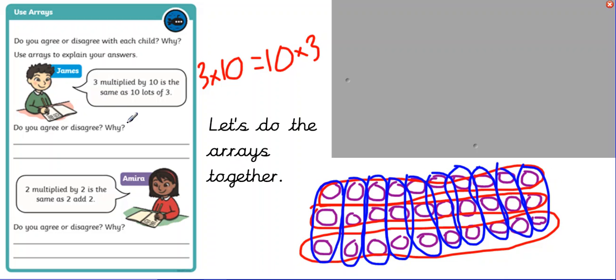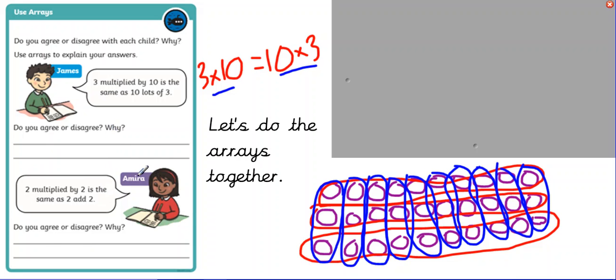So that means that we should agree with James because we've used the same amount of counters to create an array for each calculation. Okay, as you can see, I've not had to add or take away any counters there. I've used the same amount. Okay, so we agree. I'd like you to now have a look at doing this one on your own.